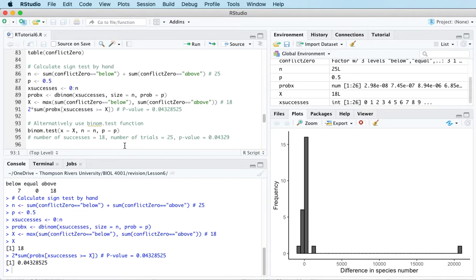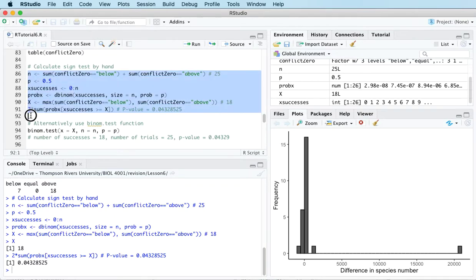Step 4 is make a decision, draw a conclusion. Decision rule: reject the null in favor of the alternative if the p-value is less than the significance level. So we ask ourselves, is 0.043 less than 0.05? Yes, it is. So we reject the null in favor of the alternative. The data do appear to support a median difference in number of species between the 2 insect groups as not 0.